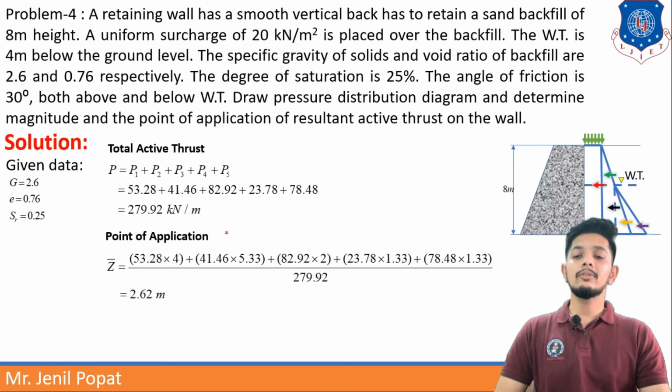We have to calculate through the mean, or average, of all of P1, P2, P3, P4 and P5. So doing the average, we will do force 1 into height 1, force 2 into height 2, force 3 into height 3, like that, and in the denominator we will put the total force. Z bar comes to 2.62 meter from the base. So the pressure will act at 2.62 meter from the base, which is roughly 1/4 height of the retaining wall.